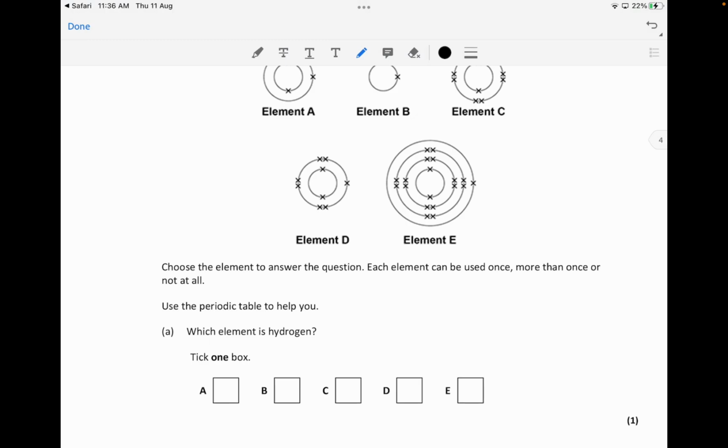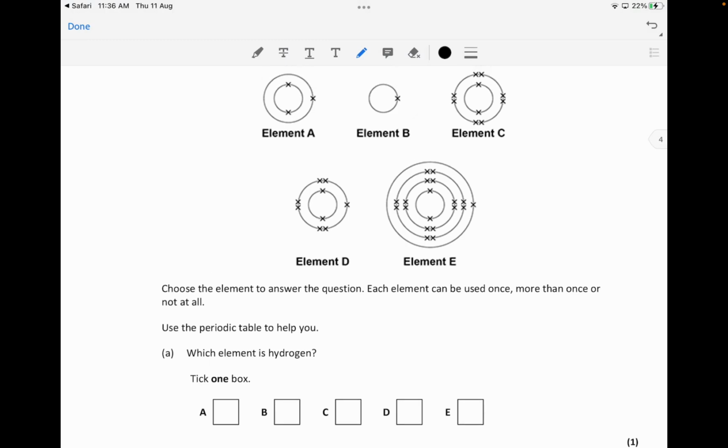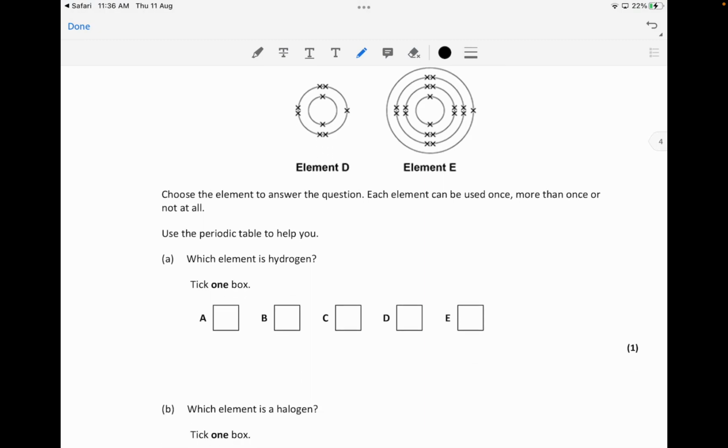Alright, so which element is hydrogen? We know that hydrogen has an atomic number of 1 and a relative atomic mass of 1 as well. Hydrogen would be element B, since it has 1 electron in its shell. So we're going to take B.